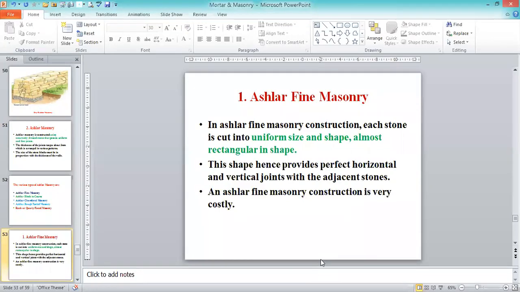We go for ashlar fine masonry with uniform size and shape, approximately rectangular, and dressed stones. This shape provides perfect horizontal and vertical joints with adjacent stones. Ashlar fine masonry construction is very costly, because we are going for skilled labor. We have to do the sizing and shaping. Obviously, we require skilled labor, and this is reflected in the total cost of the construction. This is about ashlar fine masonry.